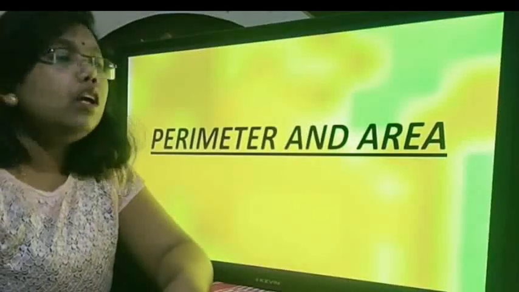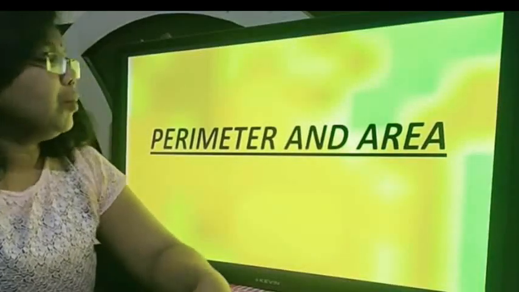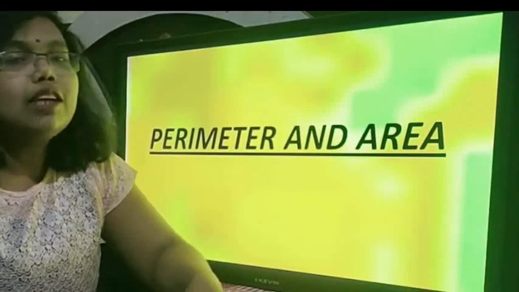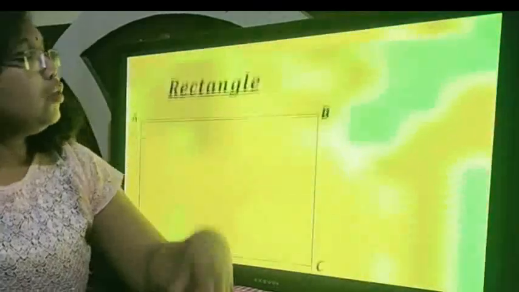Hello children, we are going to start with our new chapter, perimeter and area. Before we do that, let's understand the basic shapes that we have studied in previous classes. First one is a rectangle.